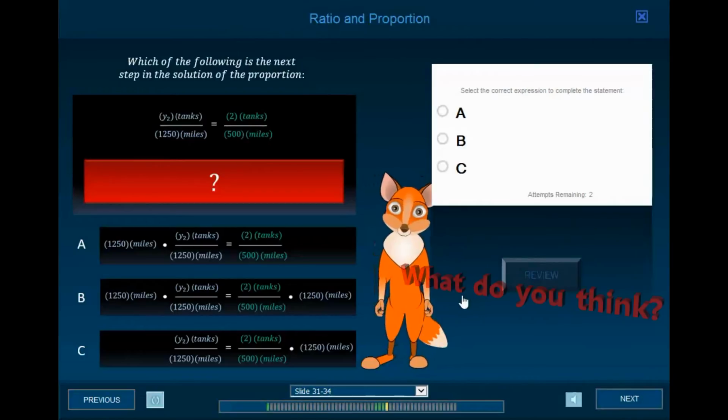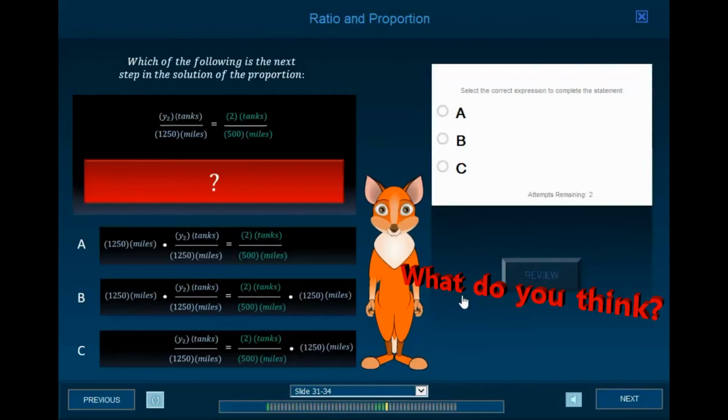Which of the following is the next step in the solution of the proportion?